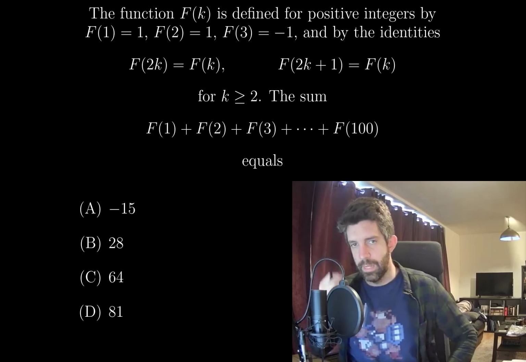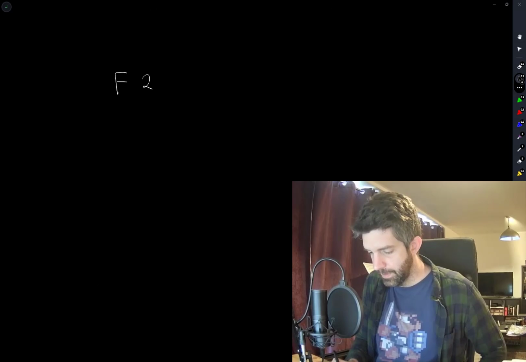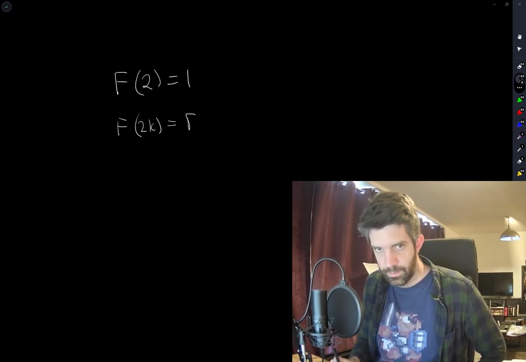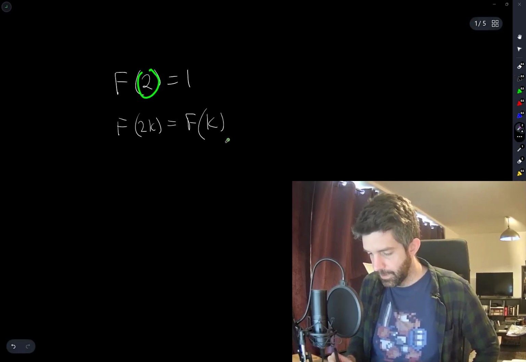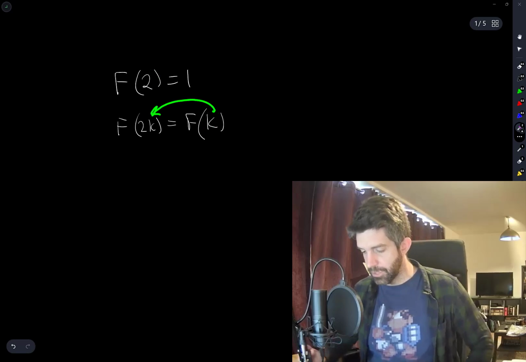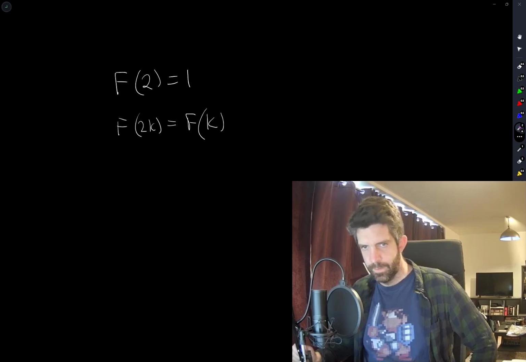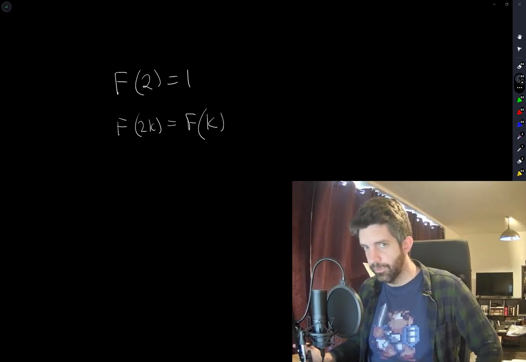And then I think there's going to be something to do with powers of 2. For all the powers of 2, f of k is going to be equal to 1. Right? We see that f of 2 equals 1, and f of 2k is equal to f of k. So every time I multiply by 2, the value of the function stays the same. Can we also say that for odd values of k, it's always equal to negative 1?